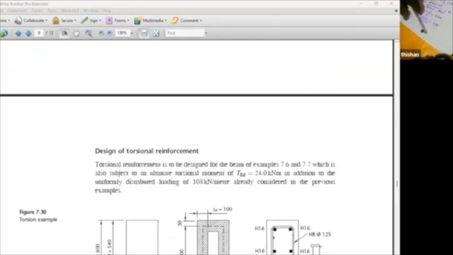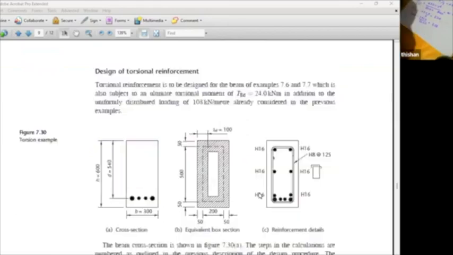Torsional reinforcement is to be designed for the beam of this example, which is also subjected to an ultimate torsional moment of 24 kilonewton meters, in addition to the uniformly distributed load of 108 kilonewton per meter, already considered in the previous example. So basically, we have a beam like this.